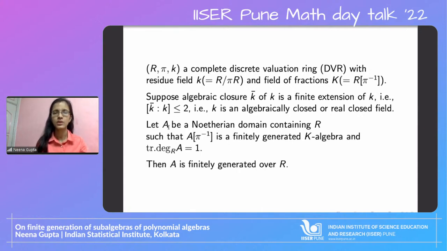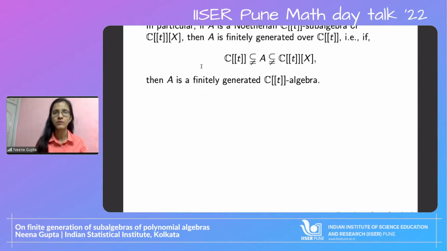So here the assumption is not that A is a subring of R[x]. All you need to know is that A[pi inverse] is finitely generated and the transcendence degree of A over R is 1. Both these conditions are actually supplied to you once you assume that A is a subring of R[x]. So in particular, we have this result that if A is a Noetherian C[[T]]-subalgebra of C[[T]][x], then A is finitely generated over C[[T]]. That is, if A is sandwiched like this, then A is a finitely generated C[[T]]-algebra.